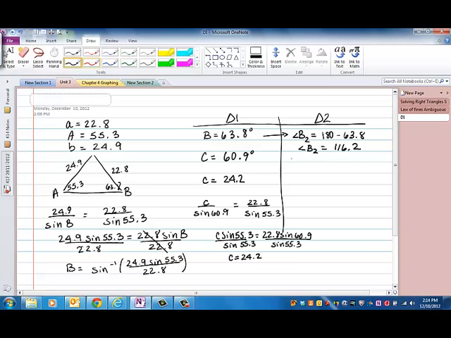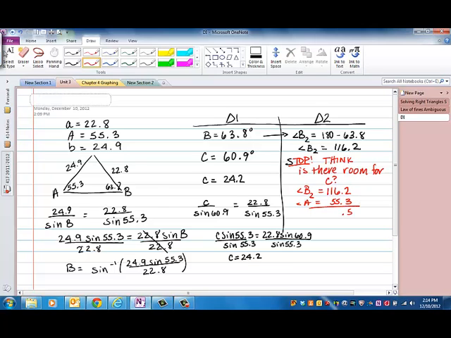So at this point, you need to stop. Okay, you need to stop. Think. Is there room for the third angle? So we test. If angle B from triangle 2 is 116.2 and the given angle A is 55.3, are these two combined less than 180?